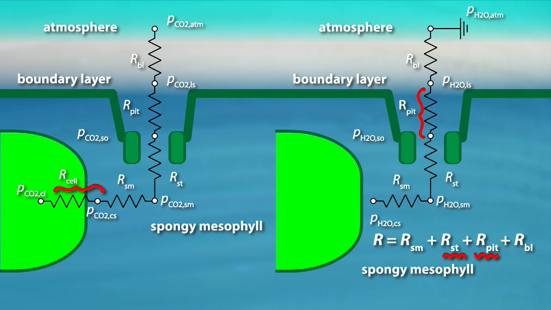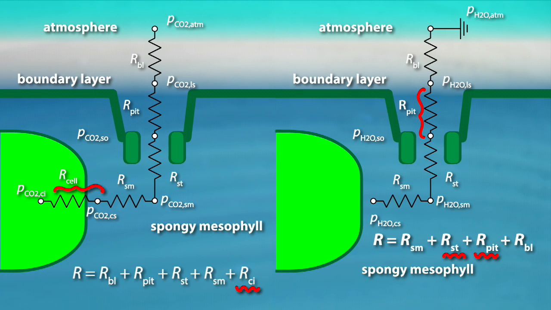Total resistance to carbon dioxide flux will now be the sum of 5 terms, 4 of them the same ones that limit water vapor loss, but a 5th corresponding to the resistance to carbon dioxide flux into the cell. This latter resistance is the largest term in this equation, so it is this resistance that is the limiting one. This means that all the other resistances, the boundary layer, the pit, the stomata, and the spongy mesophyll, contribute little to the total resistance to CO2 flux.